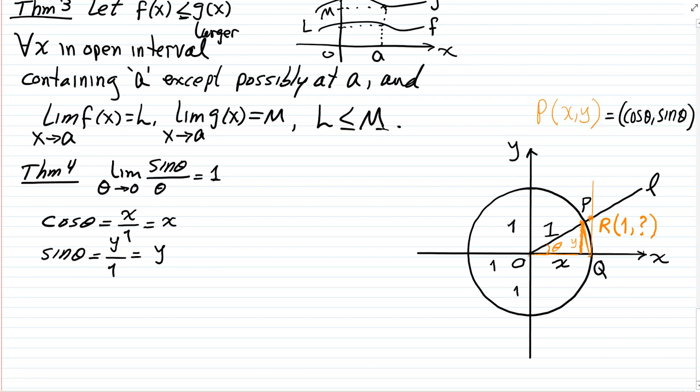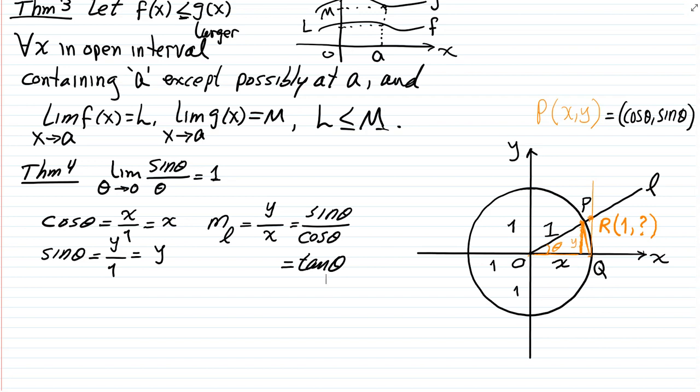So the slope of the line, m of L, is going to be the ratio of y to x, true? And y is sine theta divided by cosine theta. So that ratio is tangent of theta. So now we have the slope of that line, what we call the secant line. So the slope of the line is tangent of theta. Now from that we can actually find this unknown component, right? And here's how. We can write tan theta as tangent theta over 1.